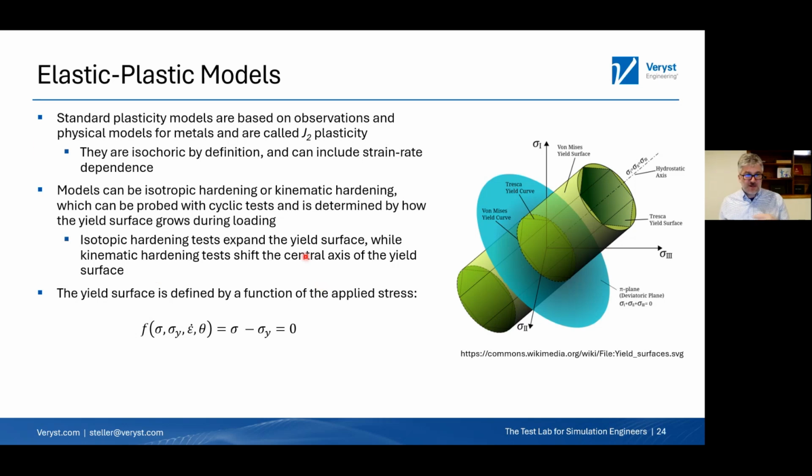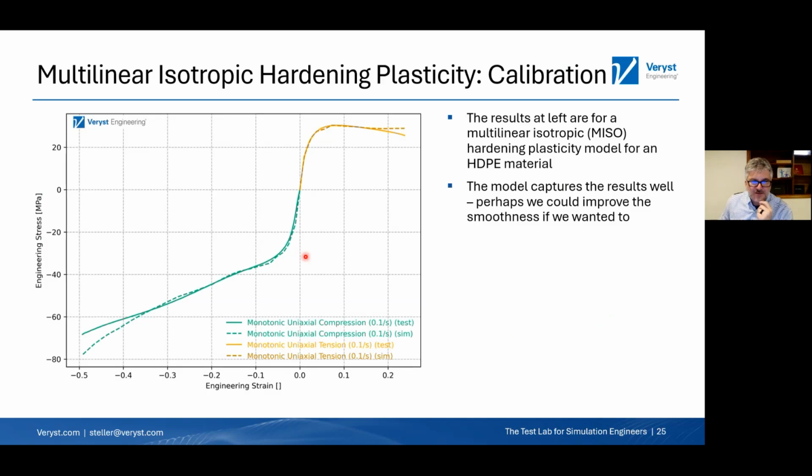All right, I'm going to come back here to elastic plastic models. So we talked about that introduction. Here I've calibrated an isotropic hardening, multilinear isotropic hardening, or MISO model in Ansys parlance, to that HDPE material. Overall, the model captures the results well. We could get things a little bit smoother, but I didn't want to spend a lot of time on it because I don't use these models often, so I don't want to spend too much time calibrating them because they have a lot of downsides.